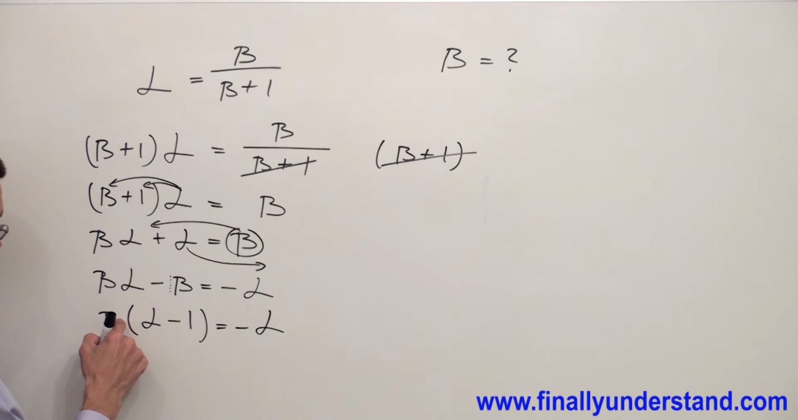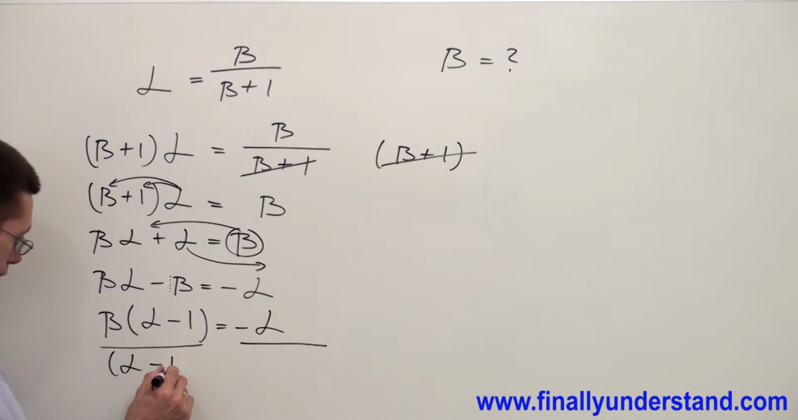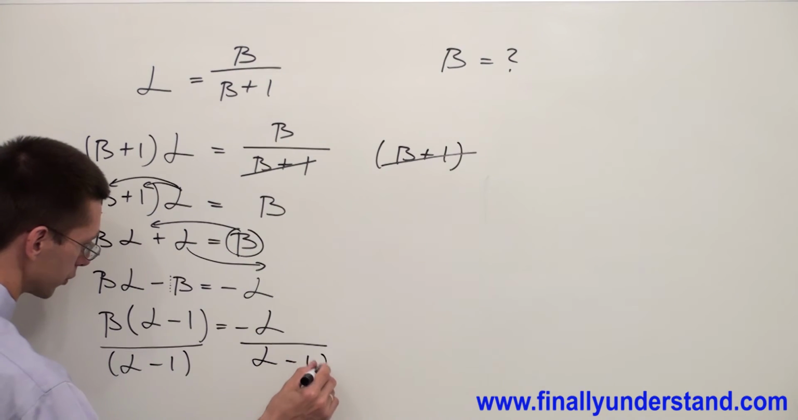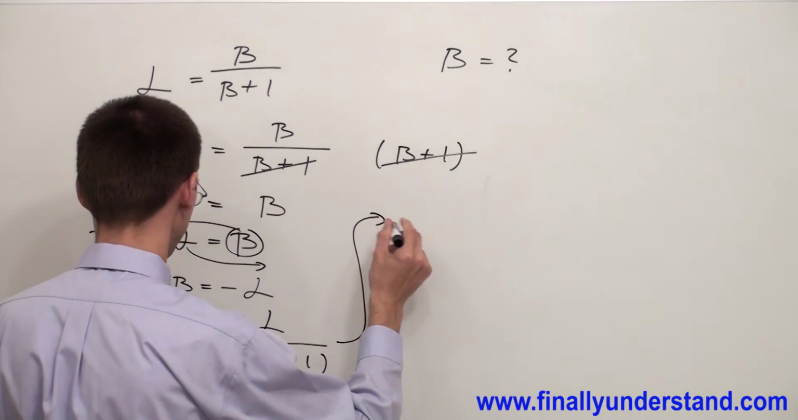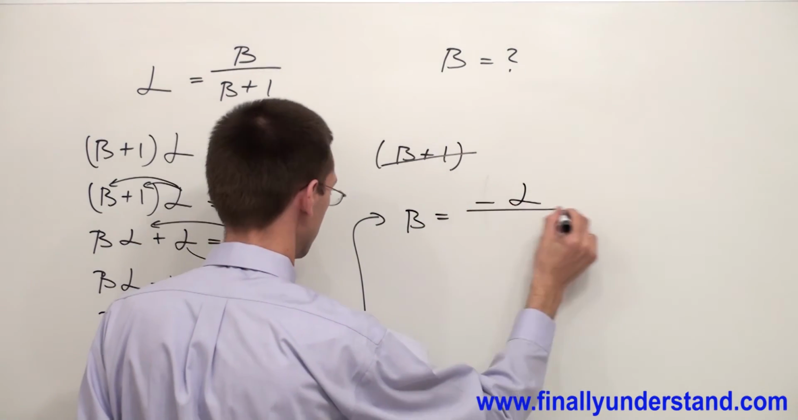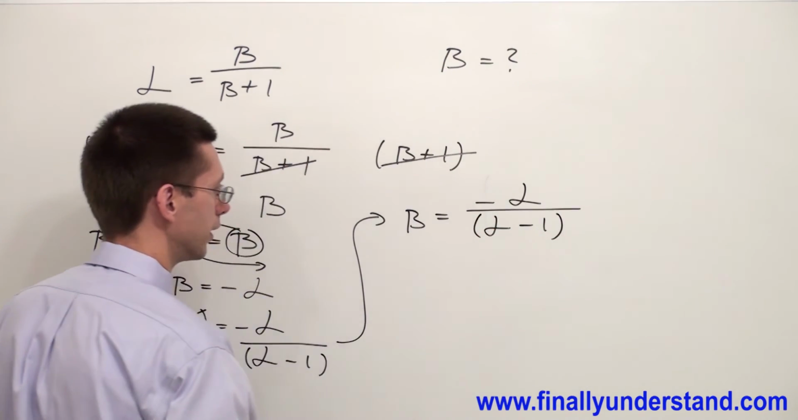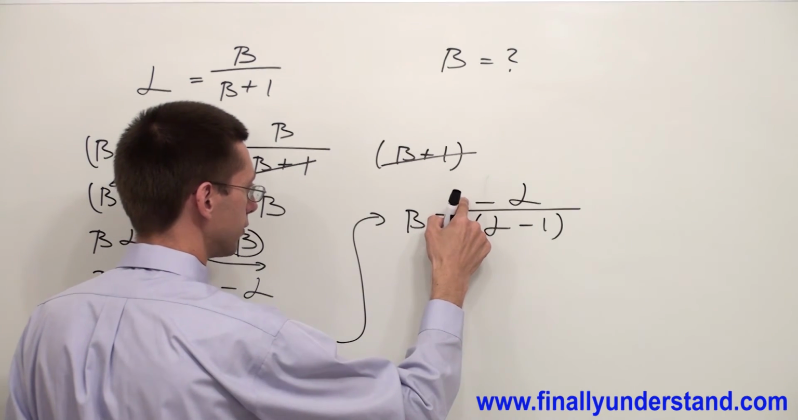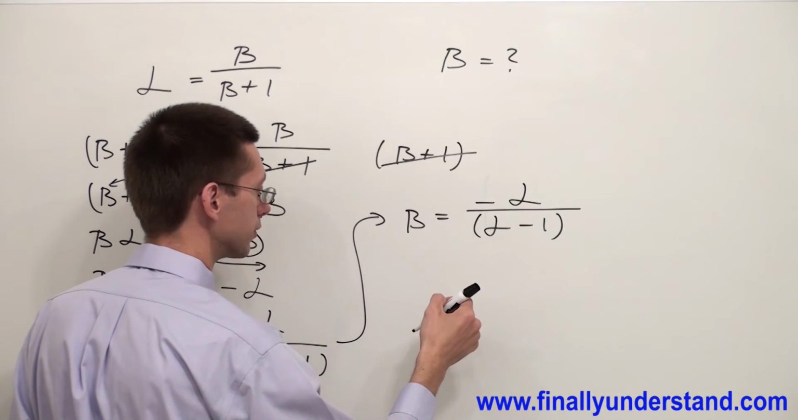I'm looking for beta. In order to find beta, I have to divide both sides of the equation by whatever is multiplied to beta. So alpha minus 1. Alpha minus 1 and alpha minus 1 will cancel out, and I'm going to have beta equals minus alpha over alpha minus 1. Okay? Now, I have negative divided by positive. Negative divided by positive is always going to give me negative.